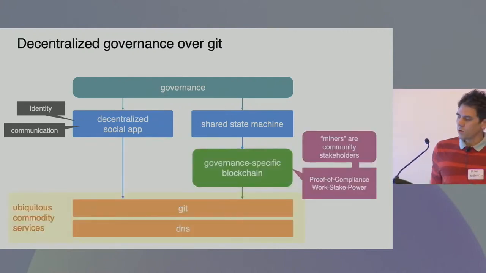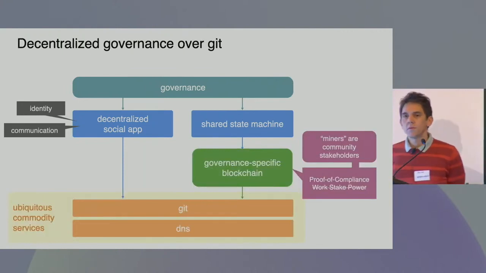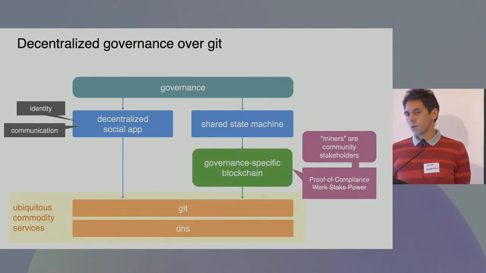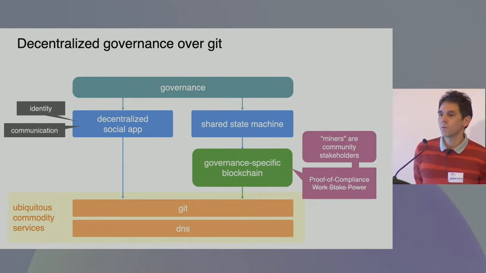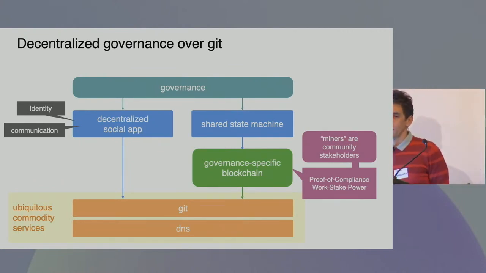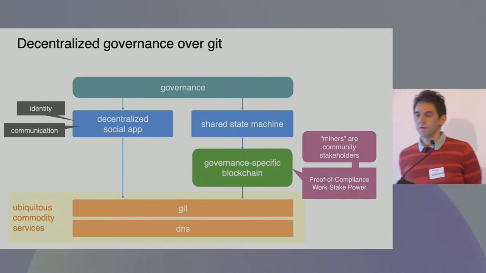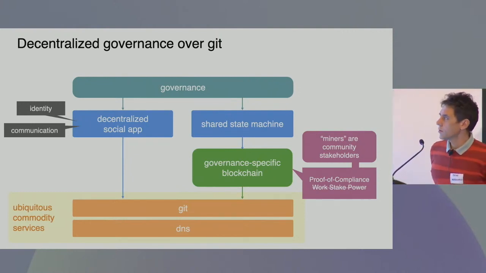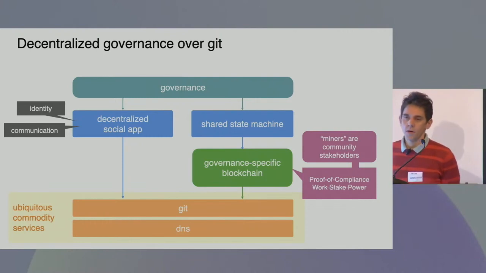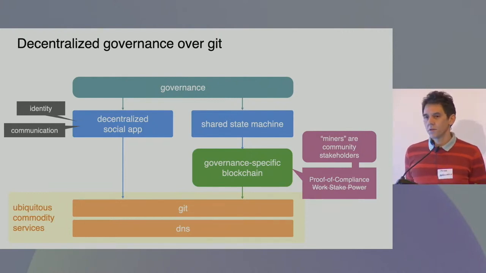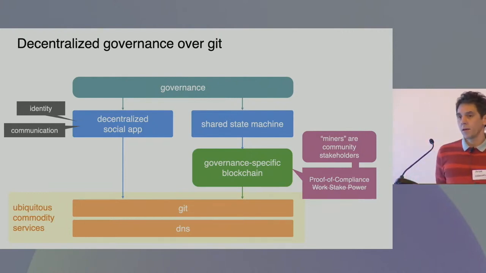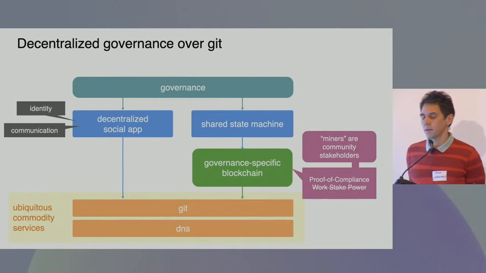So our contribution here is we've developed software architectures to address both of these problems, to build decentralized social applications, as well as governance-specific blockchains, which require minimal infrastructure to deploy. In particular, they require commodity hardware available at hand, so Raspberry Pi, your cell phone, and they require the standard Git hosting as a storage backend and no connection to the public internet.